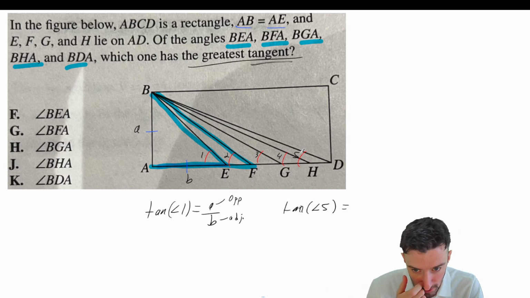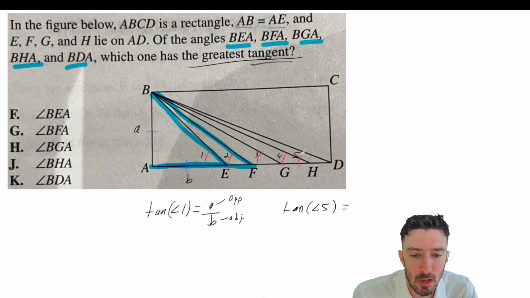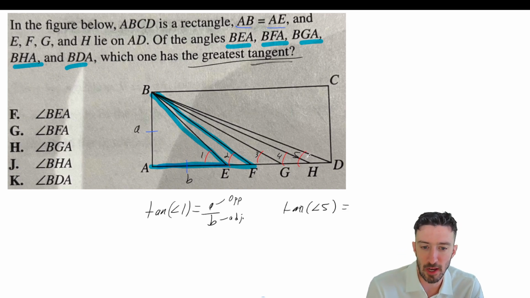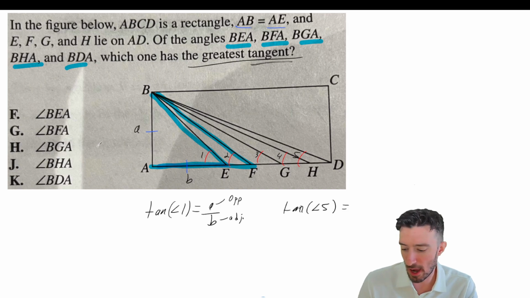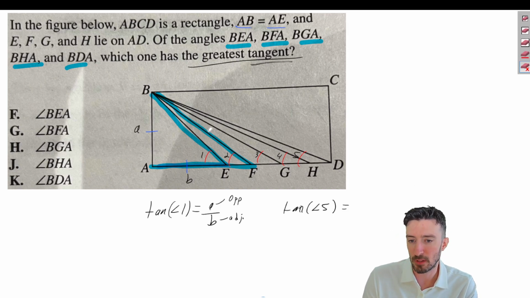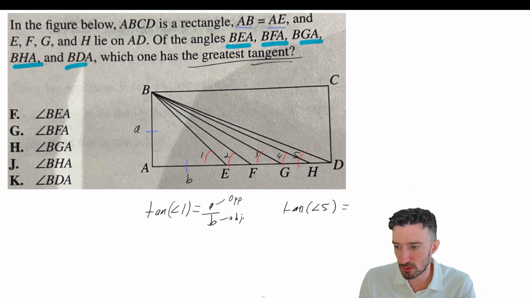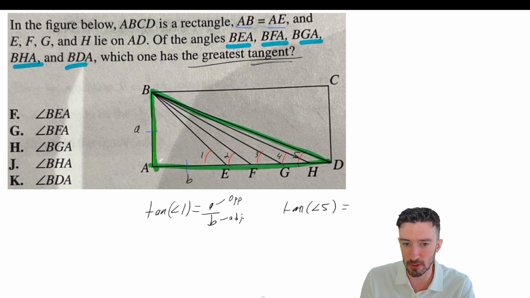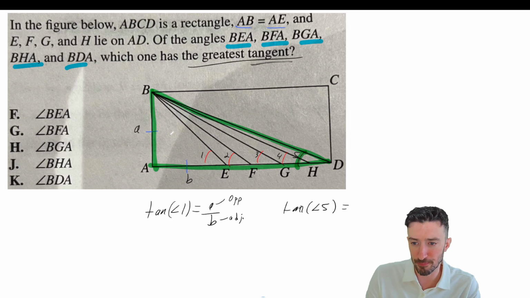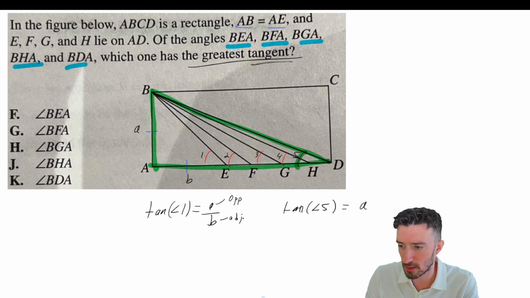Now, if I look at the other side where I've got angle 5, the opposite to that is actually still A. A would be the opposite. This is the triangle you want to focus on when you're dealing with angle 5. And the opposite there would be A, because it is the side that's across from this angle.